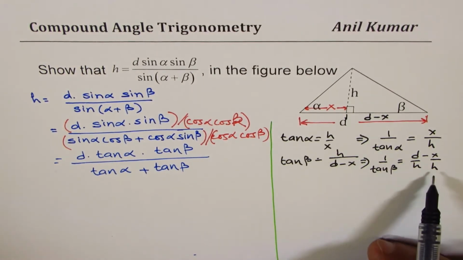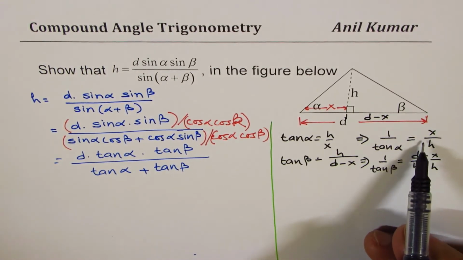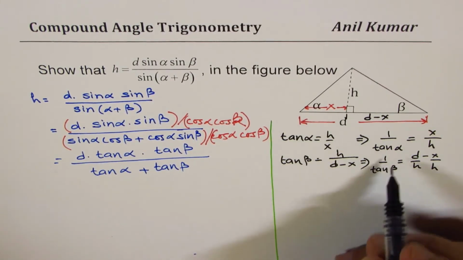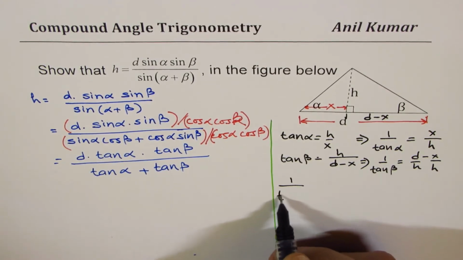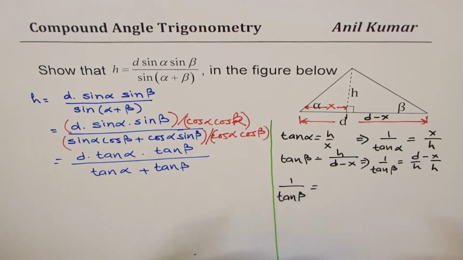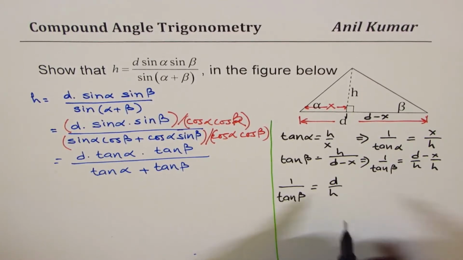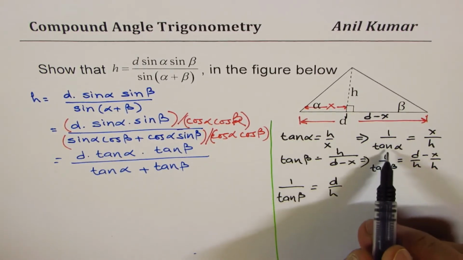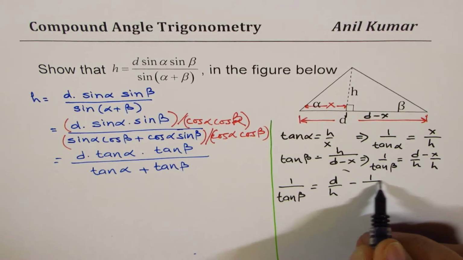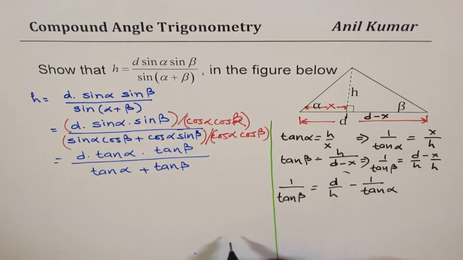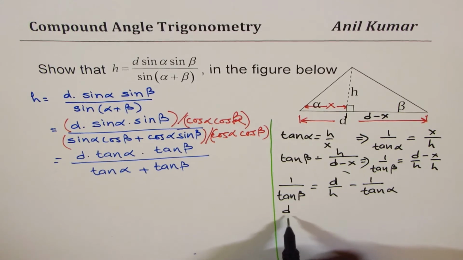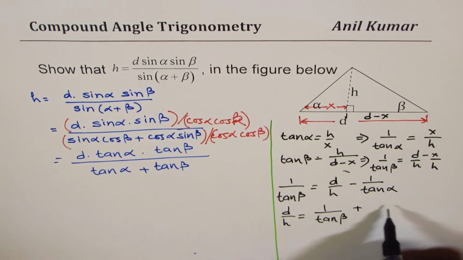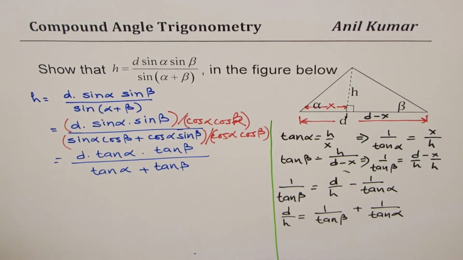Now that helps us to eliminate h. That's the whole idea. In this formula there is no x. We just defined this variable to solve. So now we can write 1 over tan beta equals d over h minus x over h. Instead of x over h, I'm writing 1 over tan alpha, so I'm writing this as minus 1 over tan alpha. Now we can isolate d over h. So d over h is equal to 1 over tan beta plus 1 over tan alpha, correct?